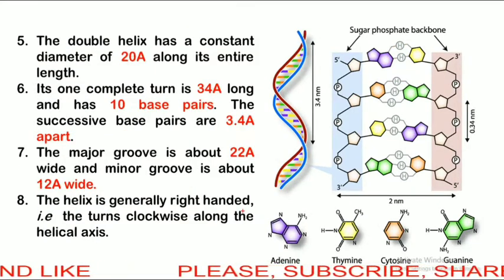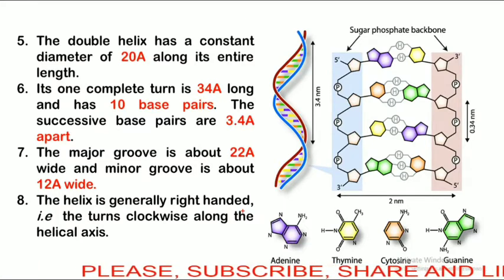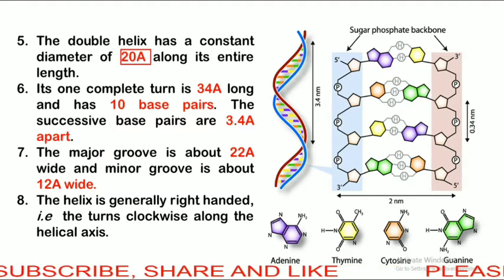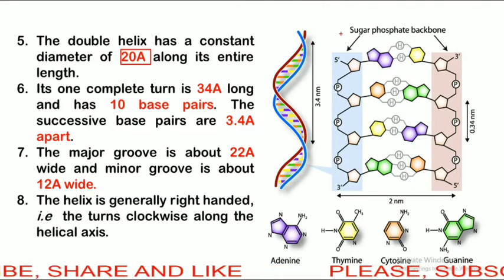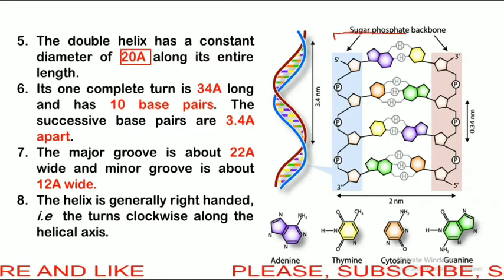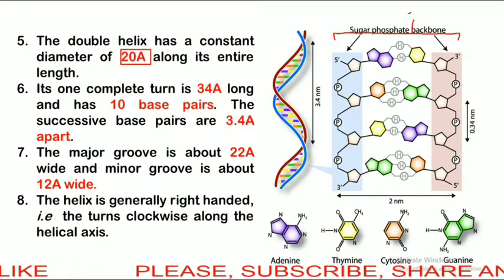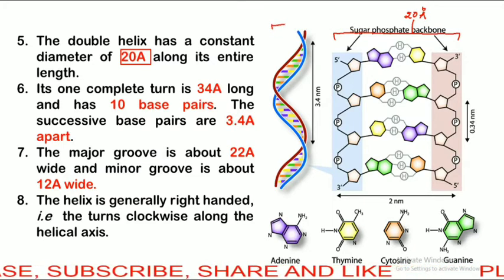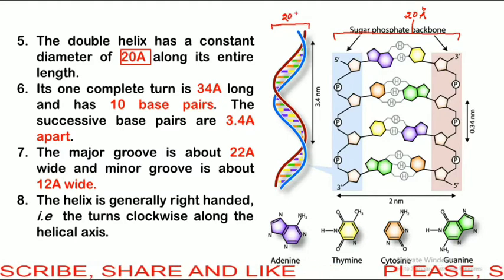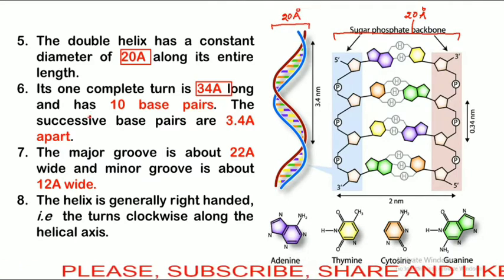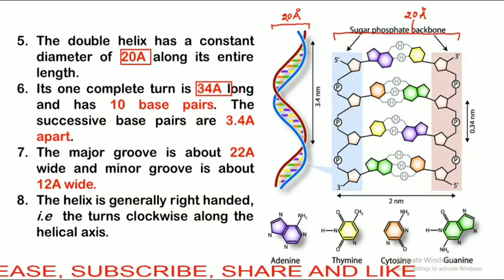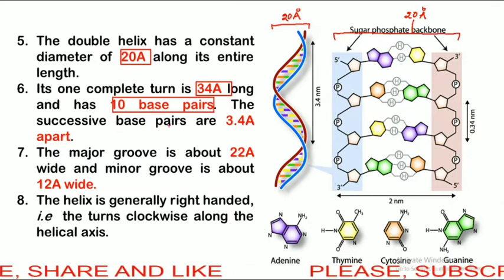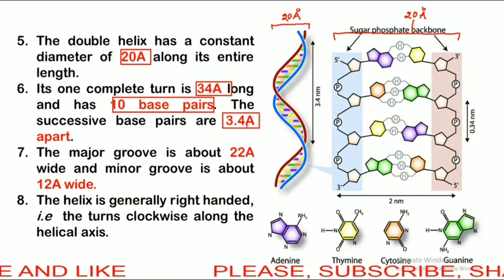The double helix has a constant diameter of 20 angstrom along its entire length. So the diameter of this entire helix is 20 angstrom. Its one complete turn is 34 angstrom long and has 10 base pairs. The successive base pairs are 3.4 angstrom apart.